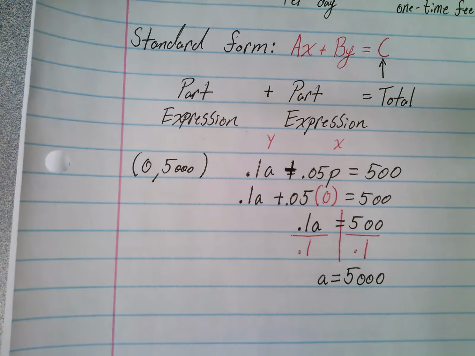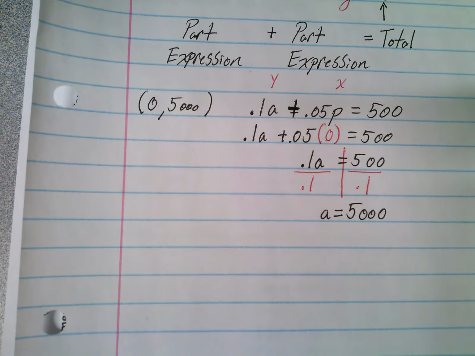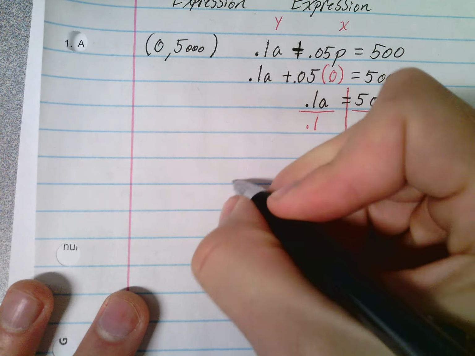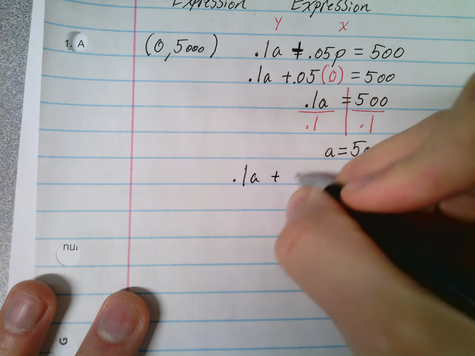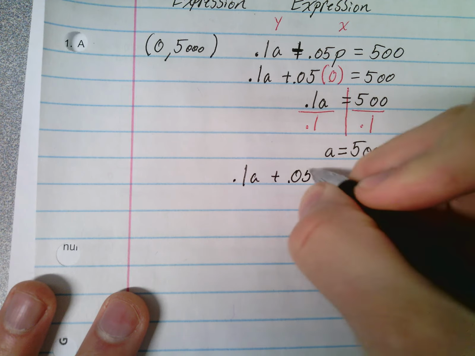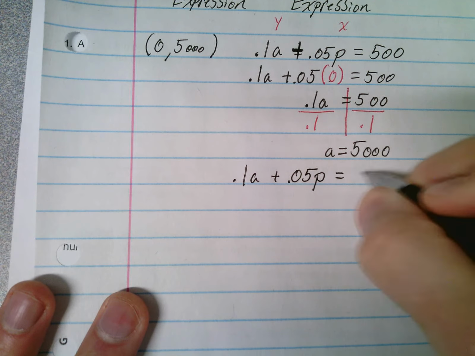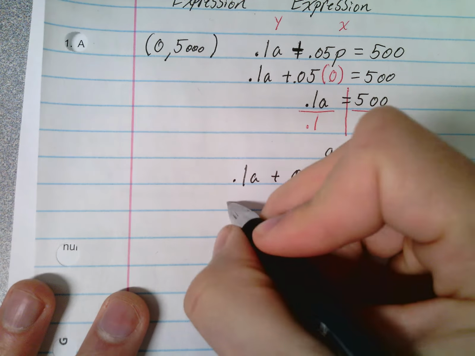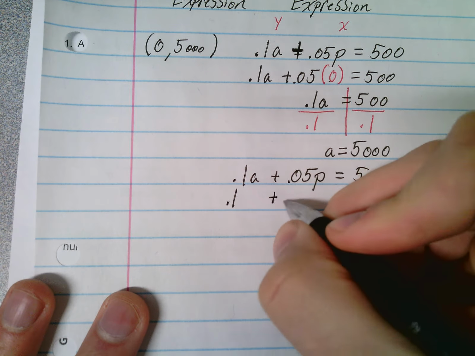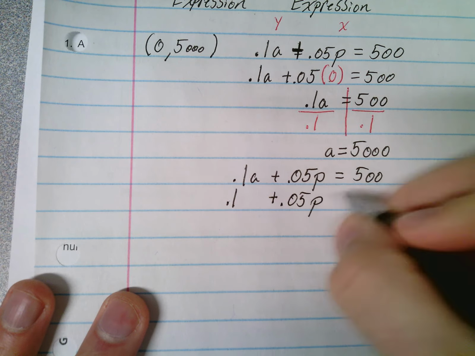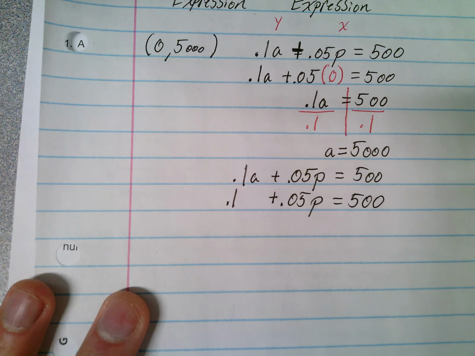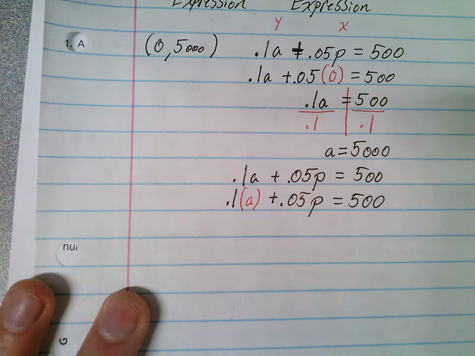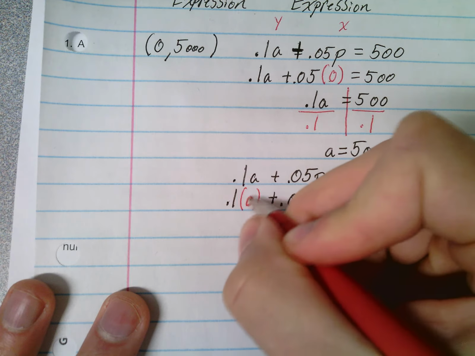Now we'll do the same thing to find our x-intercept, but we'll have to plug in 0 for a. So again, we're at 0.1a plus 0.05p is equal to 500. And then we're plugging in 0 for a. So 0.1 times 0, plus 0.05p equals 500. We're plugging this in for a, and this is going to be 0.